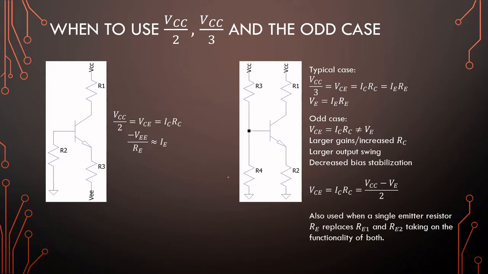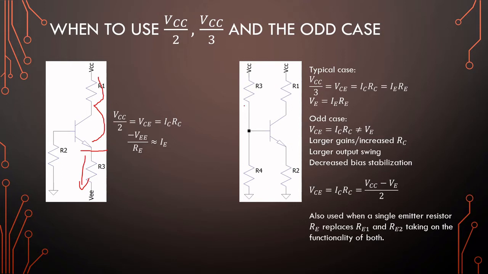Right, so again with this figure, when to use VCC over 2 and VCC over 3. With the dual rail, draw yourself a line. This is for bias and use VEE, and we use VCC over 2 for those two.